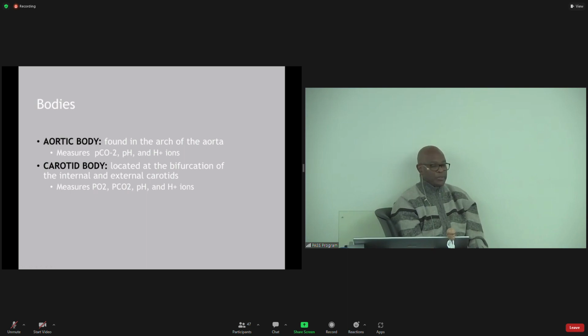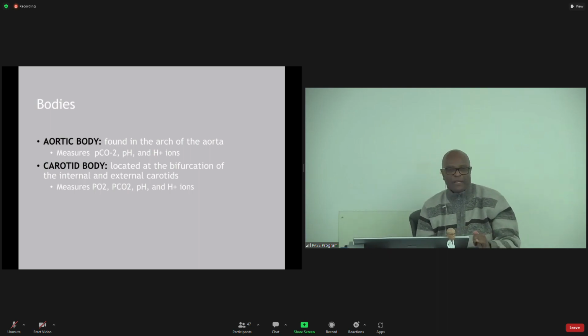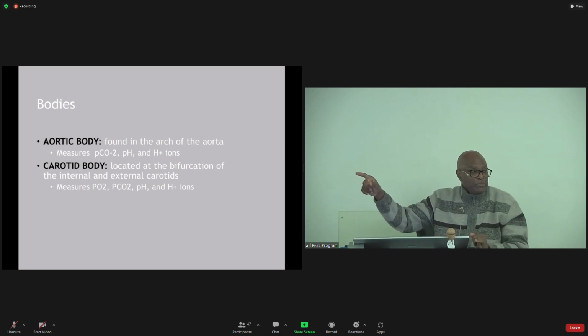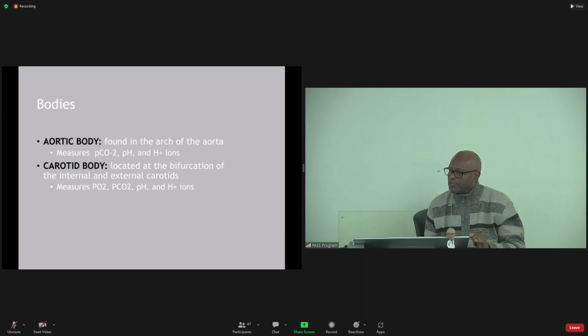Notice, nobody measured PO2. That means blood going around the aorta to your body, nobody measures the PO2. That's why the periphery of your body, folks, is most affected by hypoxia. Nobody measured it, so it's real sensitive. So you got PO2 sensors in all arterioles.